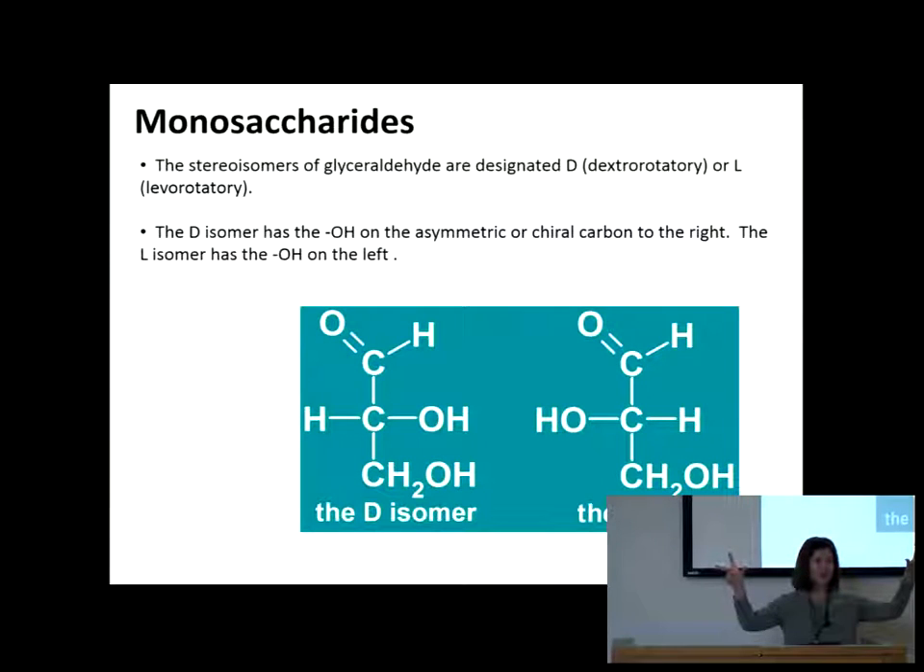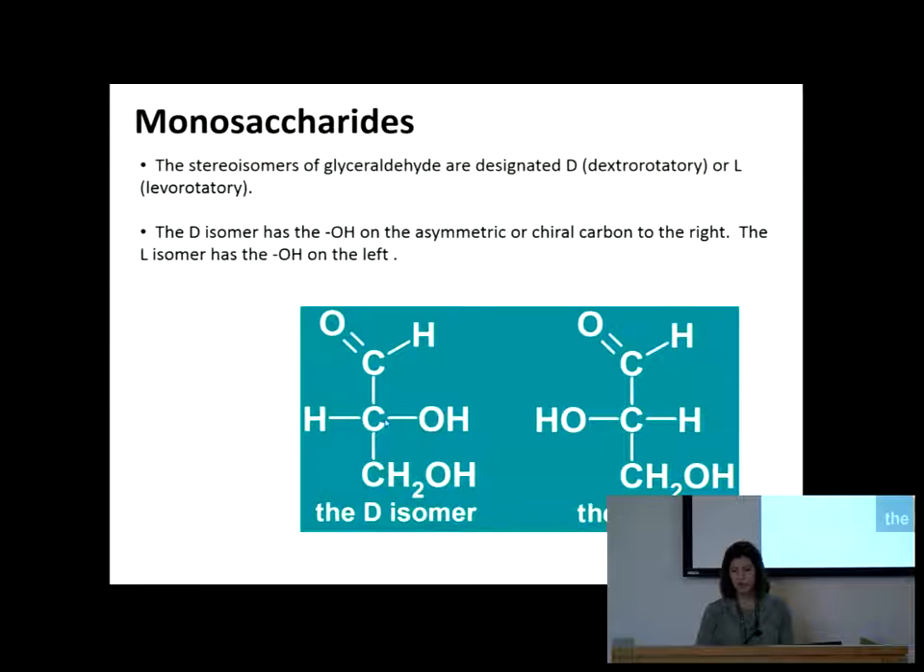My hand is the carbon. My index finger is the aldehyde. And my elbows are the CH2OHs. So on the L isomer, the OH is my thumb. And then on the D isomer, the OH is on my other thumb. Now, can we superimpose them to match up? Okay, that doesn't work, right? We can't superimpose them. So here you can see that non-superimposable mirror images are stereoisomers.